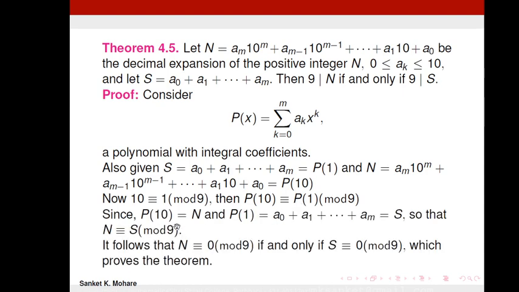Now the value of P of 10 is n, and the value of P of 1 is s, where P of 1 equals a0 plus a1 plus and so on plus am, which is s. So n is congruent to s modulo 9, which follows that n is congruent to 0 modulo 9 if and only if s is congruent to 0 modulo 9, which implies 9 divides n if and only if 9 divides s, which proves the theorem.